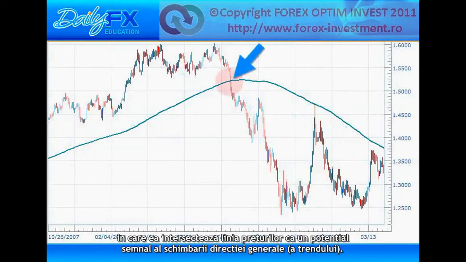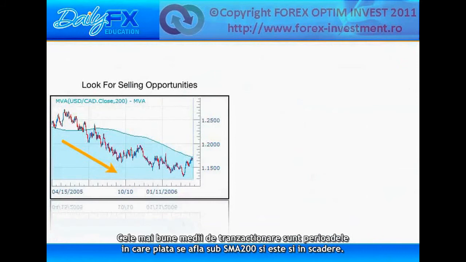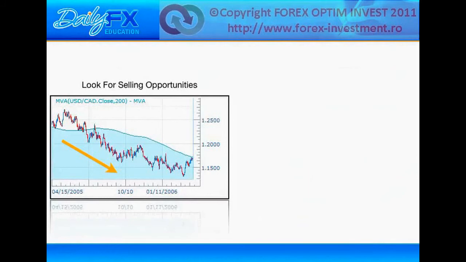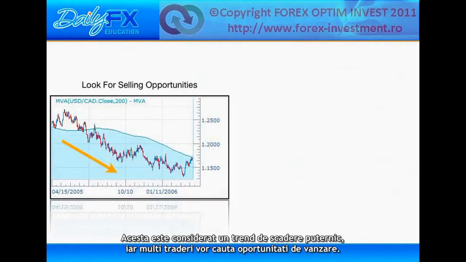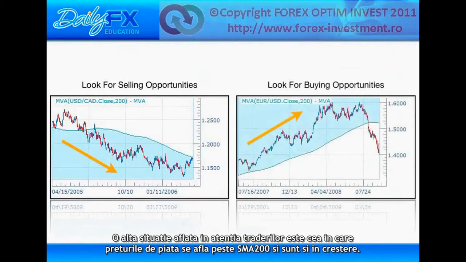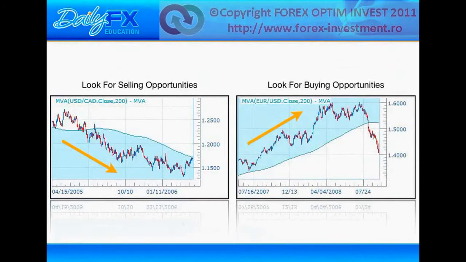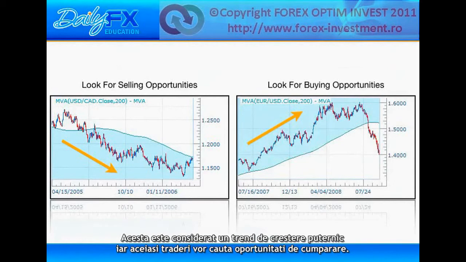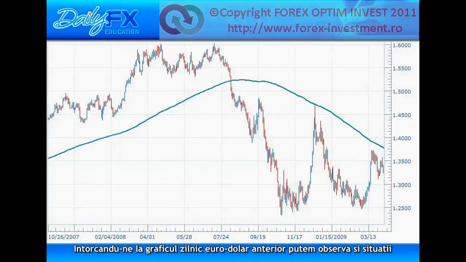The best trading environments can be found when the market is trading below the 200-day SMA and is also moving down. This is considered a strong downtrend where many traders will look for selling opportunities. Traders also look for situations where the market is trading above the 200-day SMA and is also moving up. This is considered a strong uptrend where those same traders will look for buying opportunities. Going back to the previous euro-dollar daily chart, we can also see when the market will at times move to the 200-day SMA but not be able to move through it.